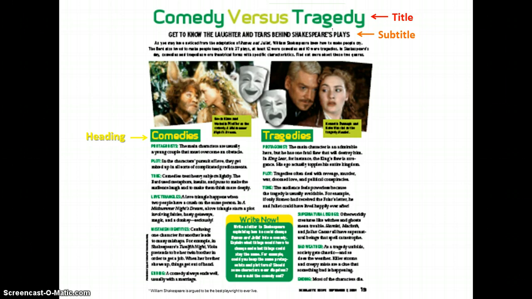And just like our title had a subtitle, in this article, our heading has a subheading, and there are several. Under comedies, we have protagonists, plot, tone, love triangles, mistaken identities, and ending. We use these subtitles to tell us what that small section is going to be about in relation to the heading of comedies. Similarly, under the tragedies heading, we have the subheadings of protagonist, plot, and tone, just like we did with comedies, but then it changes to include supernatural beings and bad weather. This helps us to know that all of these features are going to be found in a tragedy, just like the heading indicates.